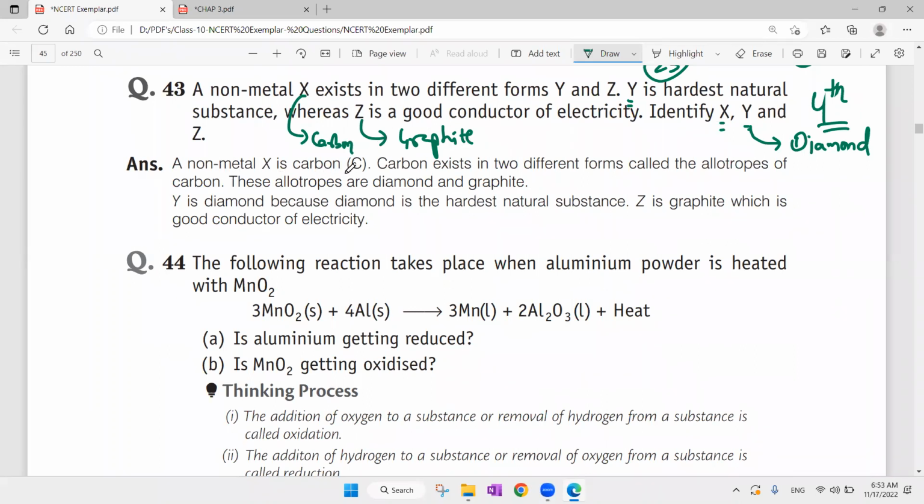Now the non-metal X is carbon and these are allotropes. Y is diamond, Z is graphite. You underline this. X is carbon, Y is diamond, Z is graphite. At least you underline that. That is more than enough.